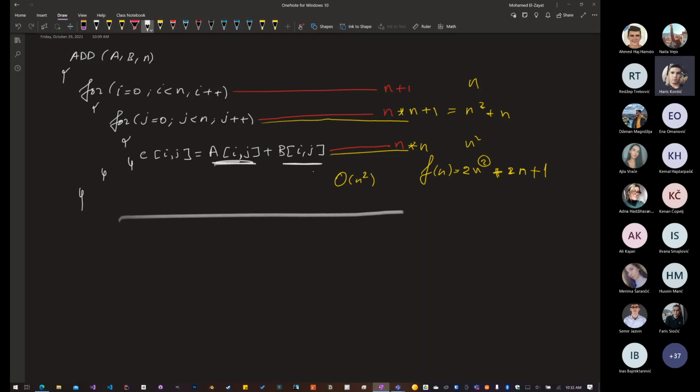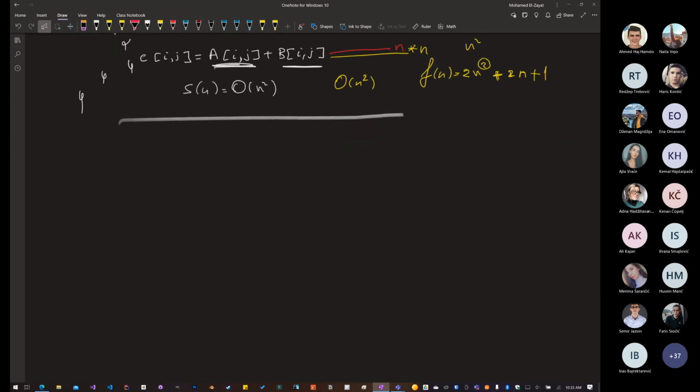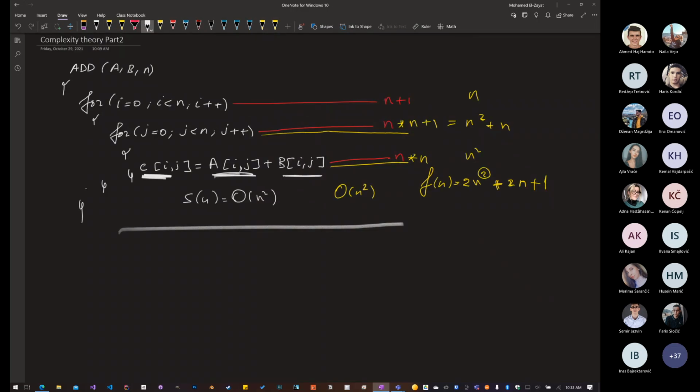So the order of the space complexity of this is S(n) equals order of n squared. Again, you are using a two-dimensional array. And also the C is actually n squared as well.